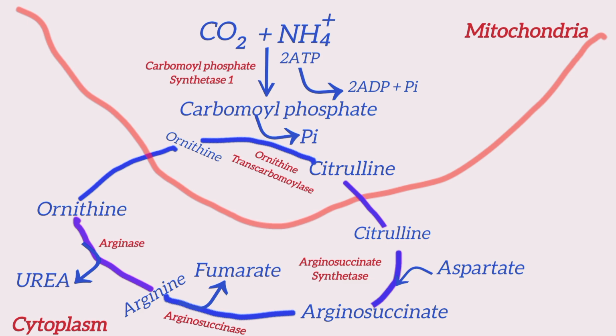The urea produced in the urea cycle is transported via the bloodstream from the liver to the kidney, where it is excreted in the urine.